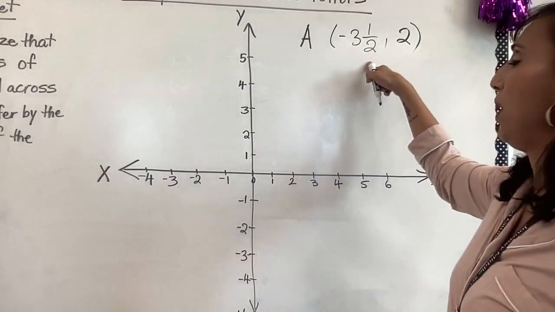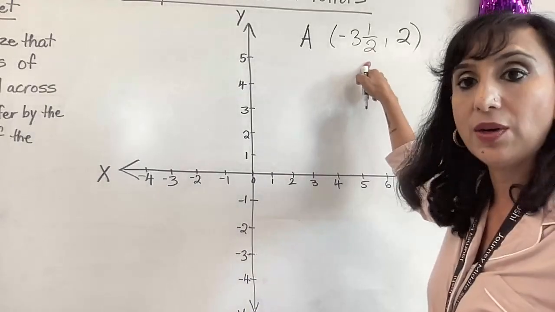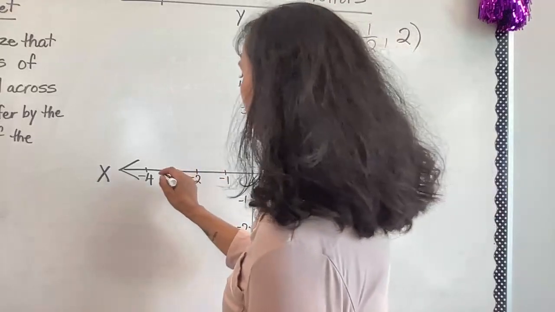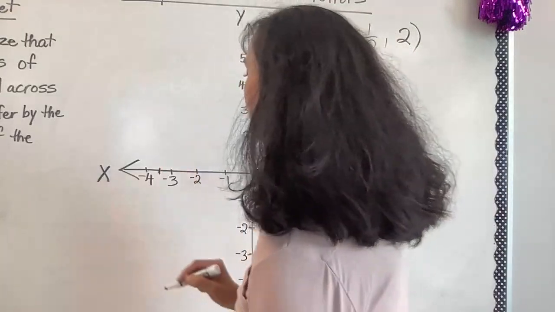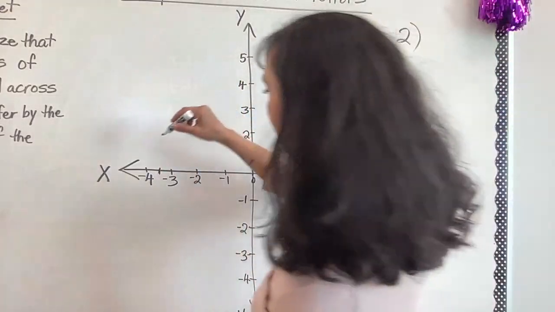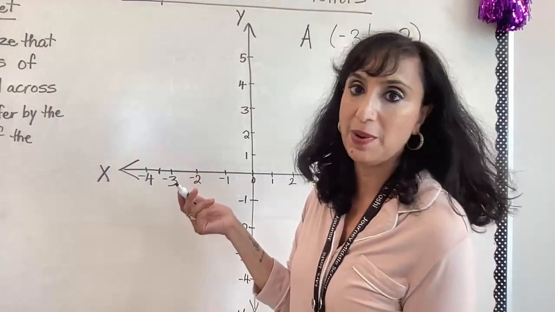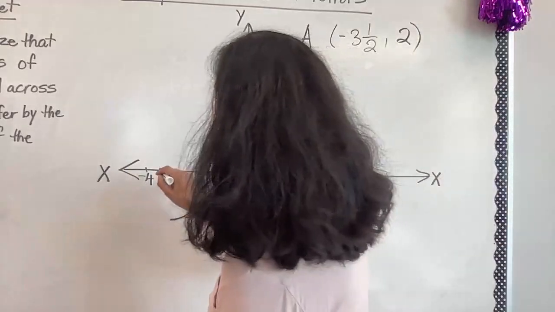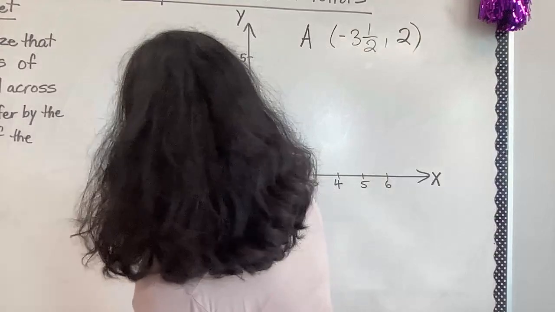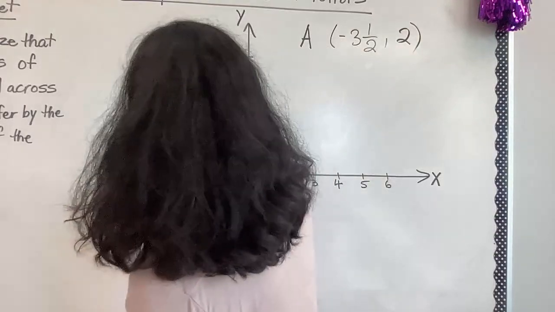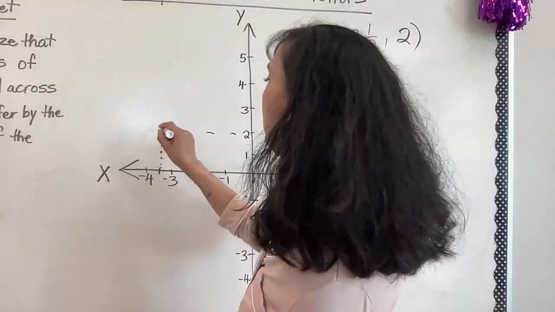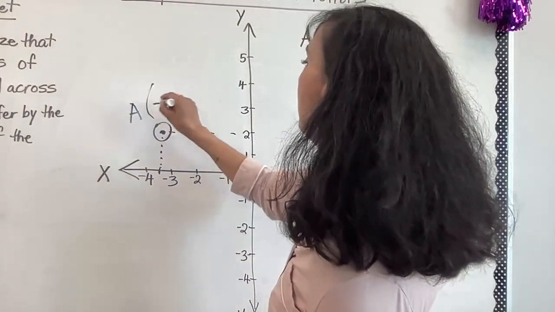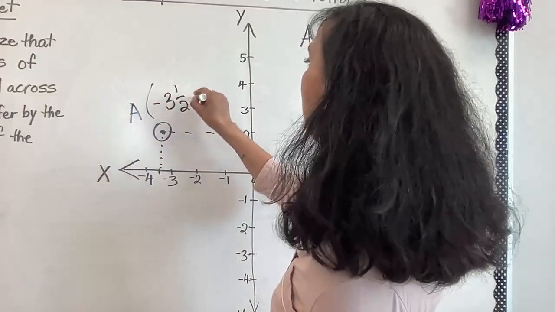So first I'm going to go and plot it. I have -3 1/2, which is here, and then I have 2. I know it's going to fall in quadrant 2 just by looking at those signs that I have here. So -3 1/2, and this goes up like this, and here is my 2, and where they meet is my point A, which is my -3 1/2 and 2.